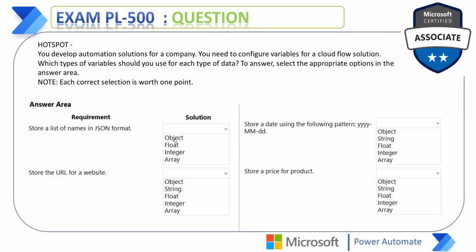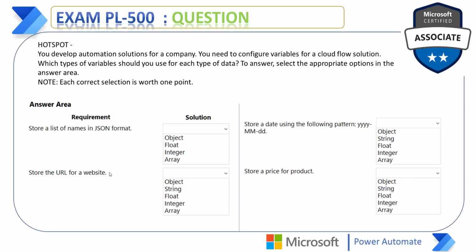Now, for a list of names, we have two candidate data types: one is object, another one is array. Object will hold multiple values with different data types. Now I want to store only a list of names of the same type. List of names means it's a string format, so I'm going to use array, which holds the same data type. String is the same data type, right? So for the list of names, I'm going to use the data type array.